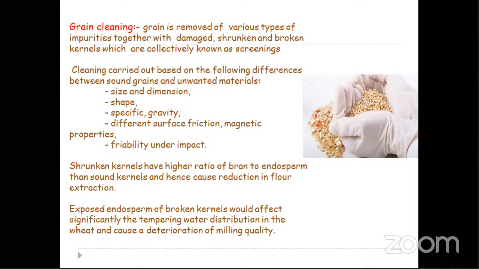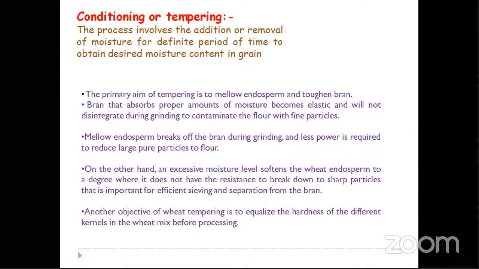So all these factors, if present, they may affect the quality of the milling process or the quality of the end product which is produced, or the efficiency of the milling process. So that is why they are to be removed. So dekhiye cleaning to humne kar liya. After cleaning, as I showed you in the flow diagram, the next step is the conditioning or the tempering.